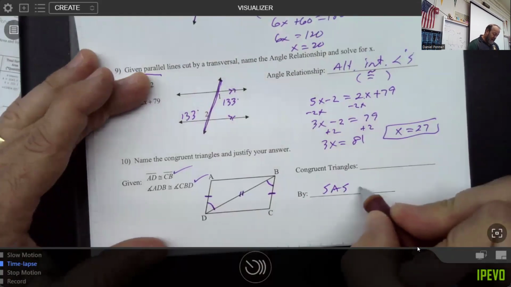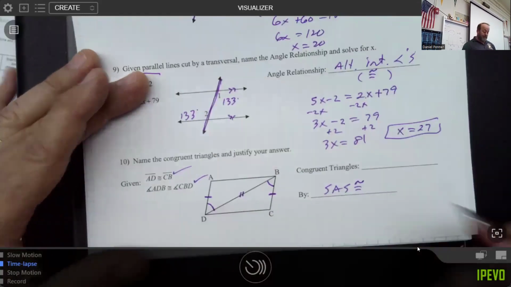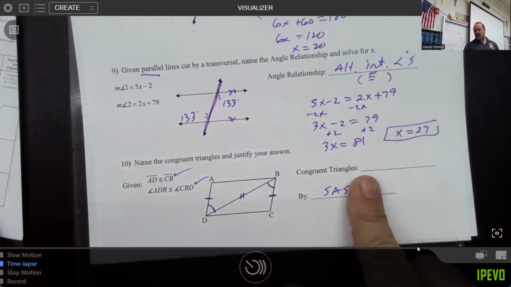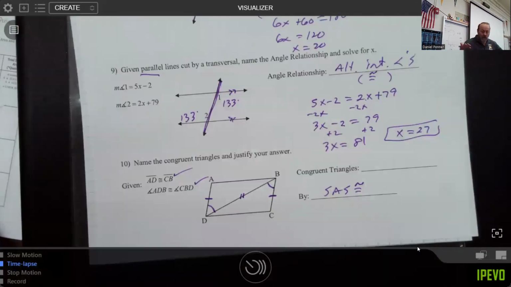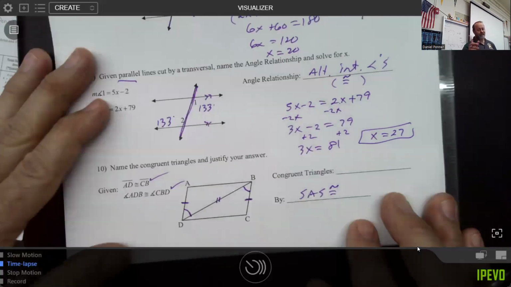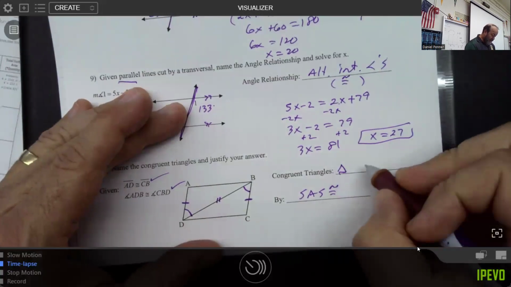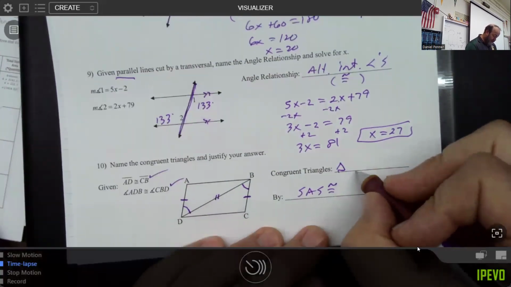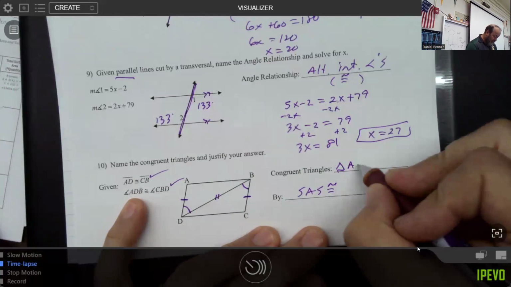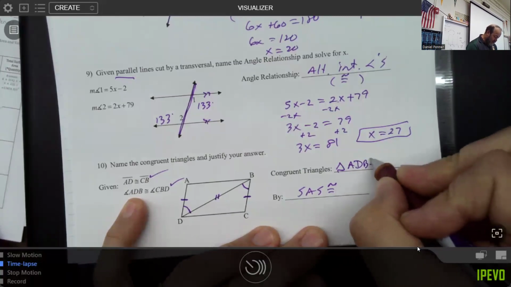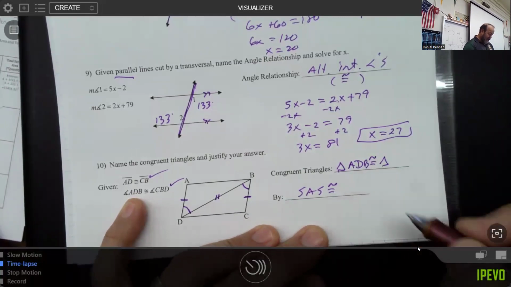And depending on how you or your teacher did, some people just say SAS, but you're really supposed to say SAS congruency. And this is a postulate that we learned. Our book calls it a theorem, but it's really a postulate. So we have to make sure that we are careful about that. But a hint is that we already told you a good way to say it.